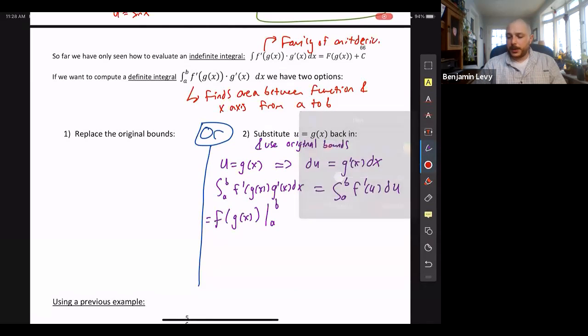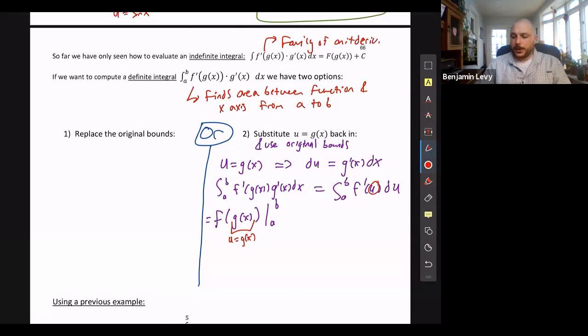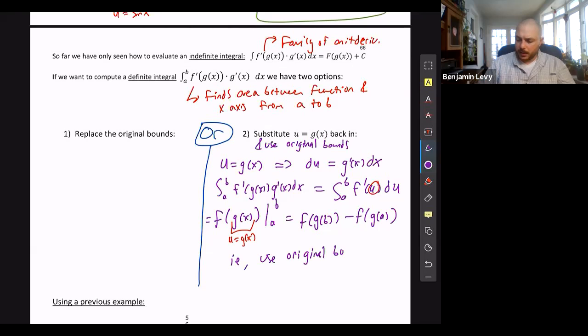So notice what happened between these two steps. It had a u in it to begin with, and then you plugged the g back in. And then when you do that, you just plug the numbers right in like we would normally. This is the kind of thing that I'm going to ask you to do on the quiz this afternoon. Then you just do your f of g of b minus f of g of a. You just plug your points in. The real takeaway I'm trying to point out here is you just use the original bounds. You don't change the bounds at all, but it's after you plug u in.